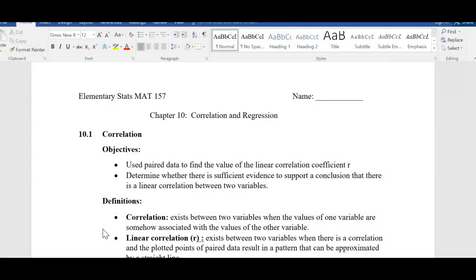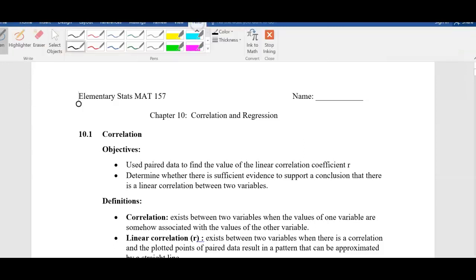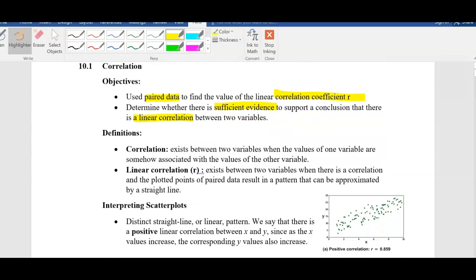All right, when you're looking at this here, we're going to be using paired data, like a matched pair like we've used before. And you are going to be looking at what the correlation coefficient does and how that works with it. So, the things you need to know: we're going to be using paired data to find our correlation, or our R factor. We're going to determine if there's sufficient evidence to support the conclusion that there is a linear correlation between two variables. And that's what we want to look at here.